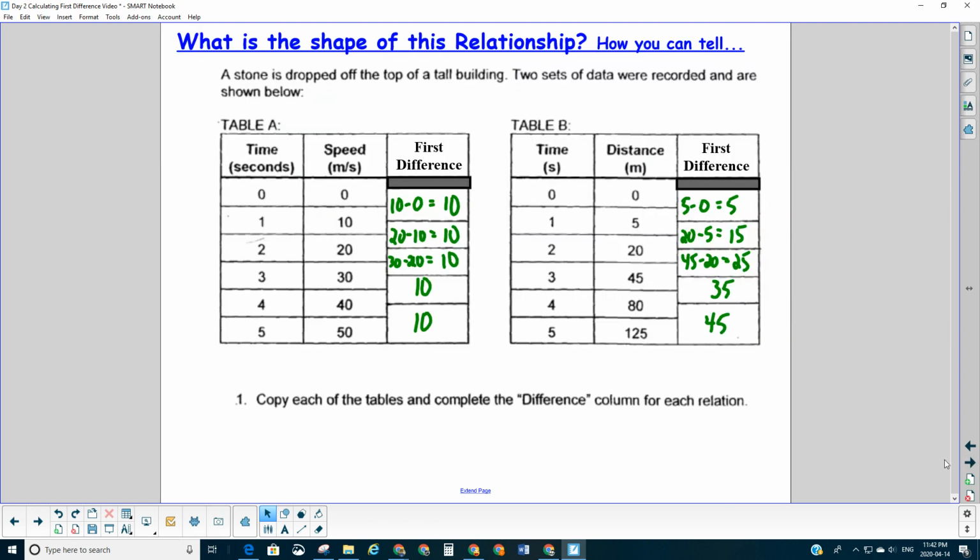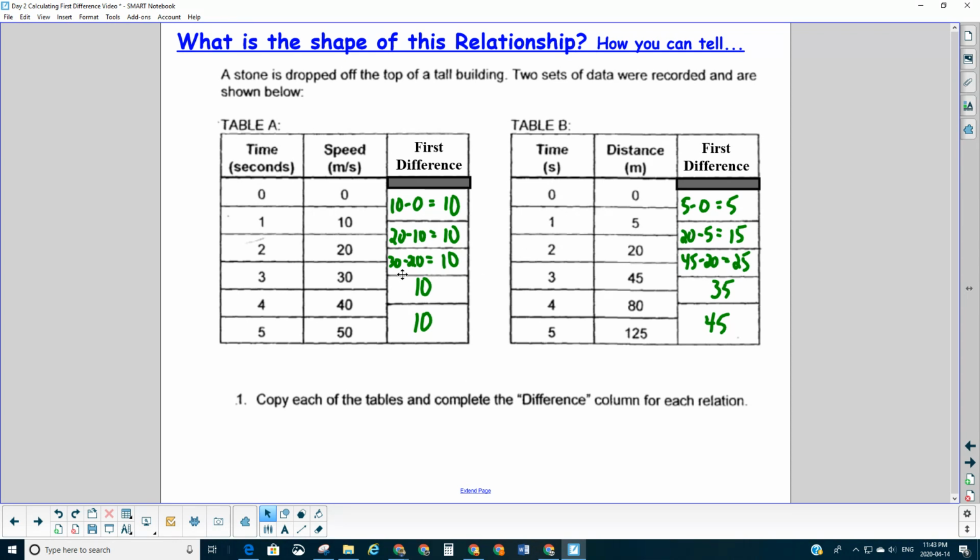And if you look at the tables, we could see those differences by just looking at the first differences. 10, 10, 10, 10, whereas these jumps are 5, 15, 20, 35, 45. I know there's a pattern here, and that's a grade 10 pattern. But this one is our grade 9 linear pattern.